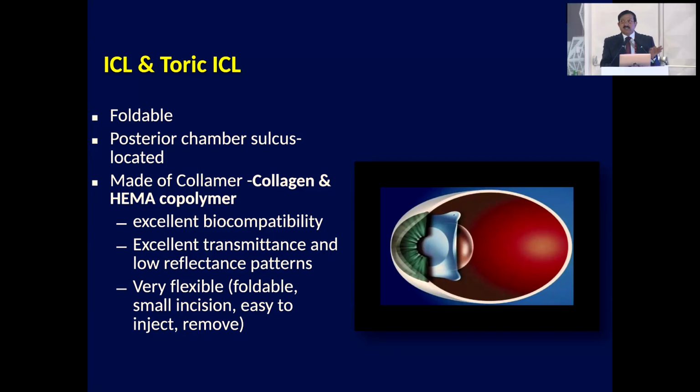Now, do we believe in the quality? Yes, we do believe in the quality. It has excellent biocompatibility. And over all these years, there is absolutely no foreign body reaction in the eye. And that is one of the oft-asked questions by patients: doctor, you're implanting something foreign, so will it have a reaction?